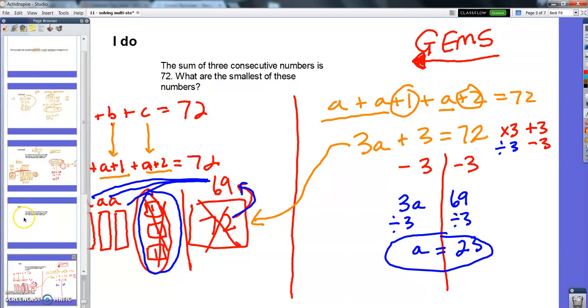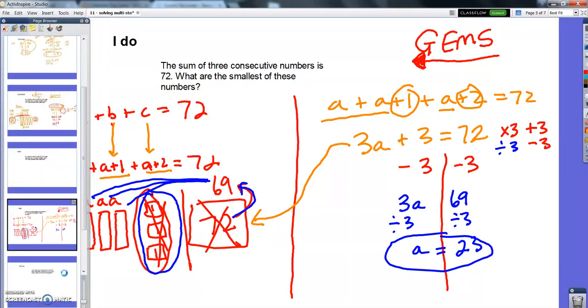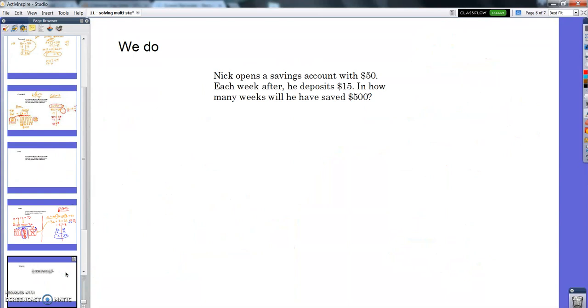All right, let's do one together. Open your notebook, and let's do this problem together. Nick opens a savings account with $50. Each week after he deposits $15. In how many weeks will he have saved $500?